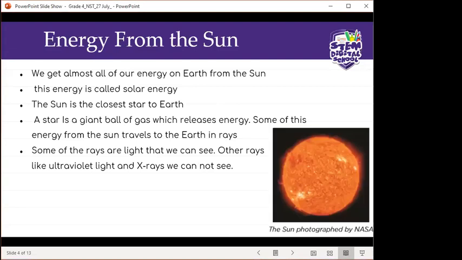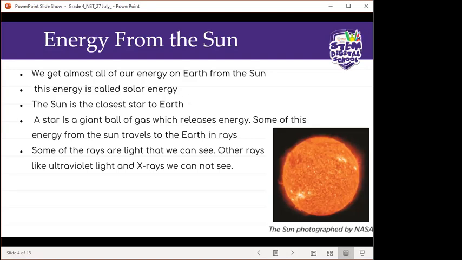So you guys remember the slide that we looked at last week? We said we get almost all our energy on Earth from the sun. This energy is called solar energy. The sun is the closest star to Earth, and a star is a giant ball of gas which releases energy. So remember, we did say that the sun is also a star, and it is a ball of gas which releases energy.